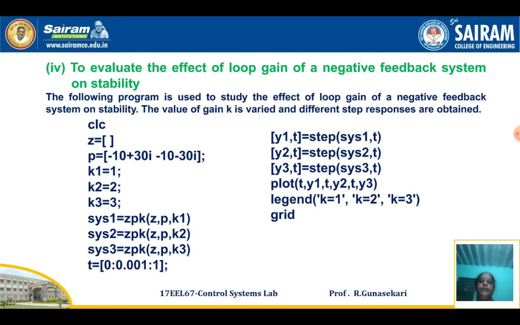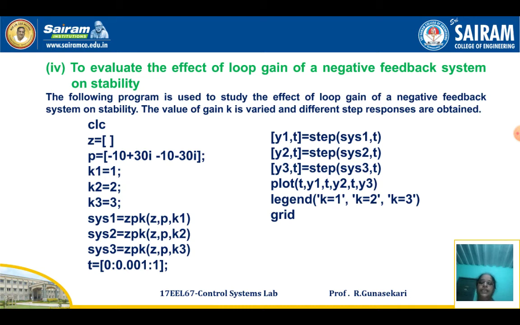Then the fourth part is to evaluate the effect of loop gain of a negative feedback system on stability. In this case, we take different values of k. What values am I choosing? K1 is equal to 1, K2 is equal to 2, K3 is equal to 3. In this case, I clear Z, where Z means the zero, then the pole, then K1 means the loop gain, different values. So these are different systems. If K1 equals 1, that is system 1, K2 is system 2, K3 is system 3.